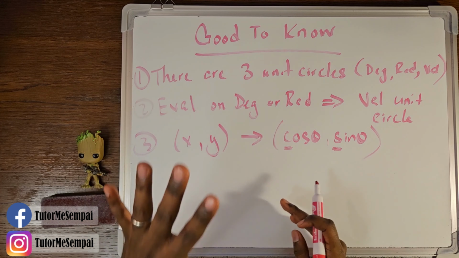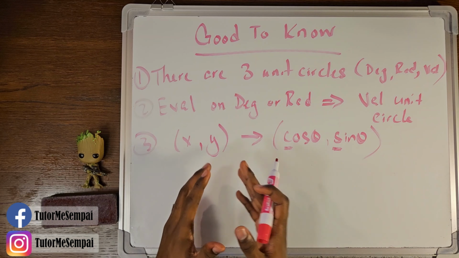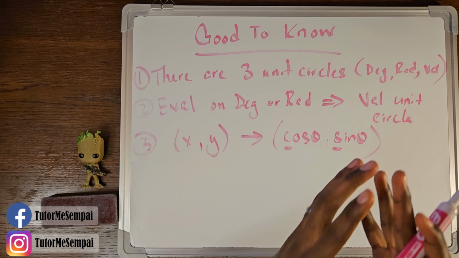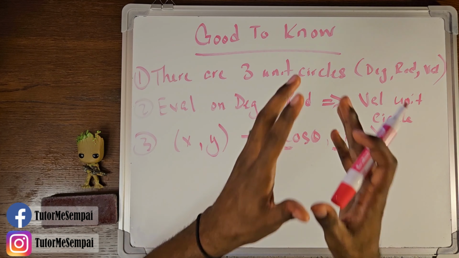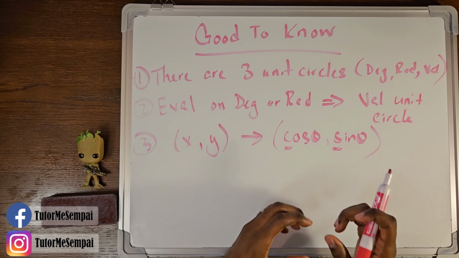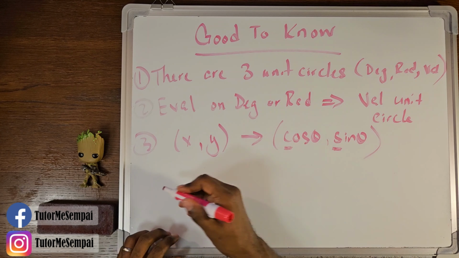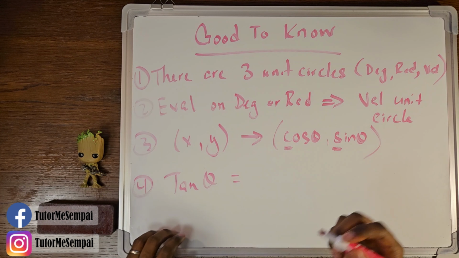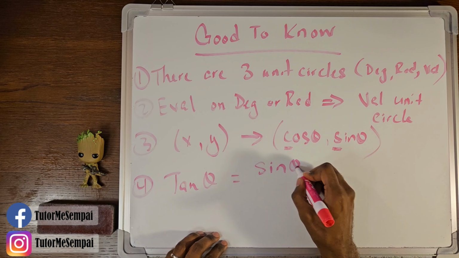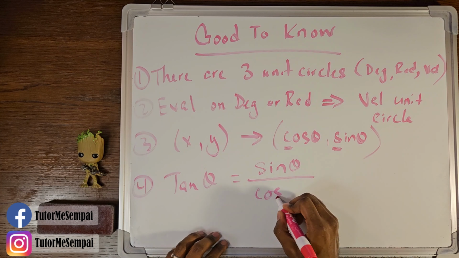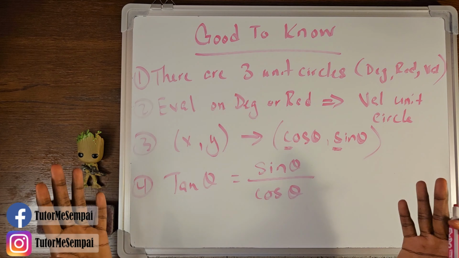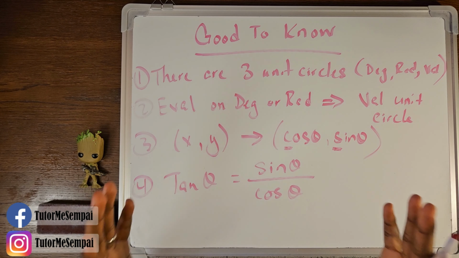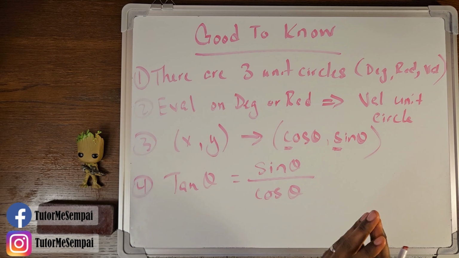And last but not least, our fourth good to know point is going to be the fact that tangent, our trig function tangent, is going to be equal to sine over cosine. So the sine divided by cosine. That's what tangent is. So our fourth good to know point is that tangent of something is going to be sine of that same something over cosine of that same something. So once you have these 4 good to know points down, using your unit circle is going to be a breeze. So let's jump straight into our first example for today.